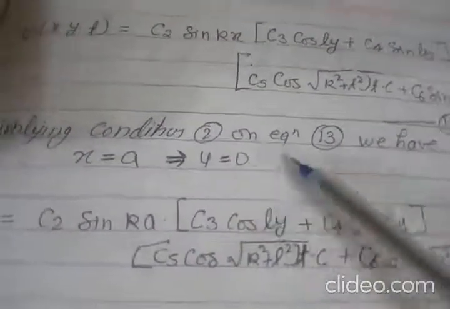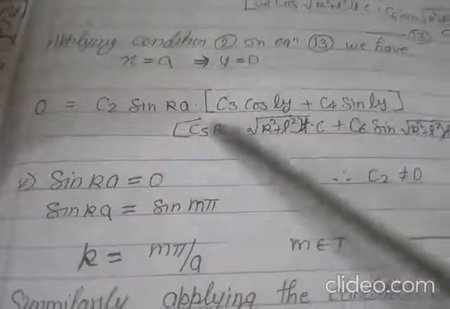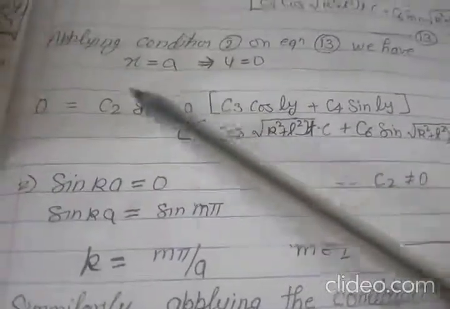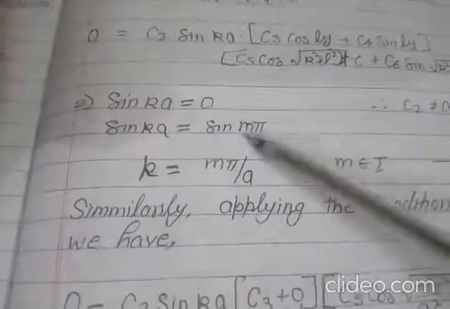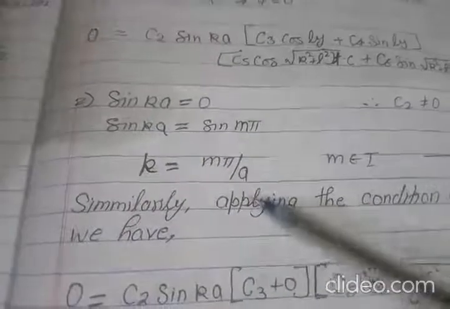Now applying the second condition, that is, when x is equal to a, u is equal to 0. When we put x is equal to a in equation 13, we find C2 times sin ka times the whole equation. C2 will not be equal to 0, because if C2 were 0, then the whole equation would tend to 0. So C2 is not equal to 0. The remaining term is sin ka, which will be equal to 0. And we note that if sin ka is equal to 0, then ka is equal to m pi, and from here we can find the value of k, that will be m pi upon a, where m is an integer.